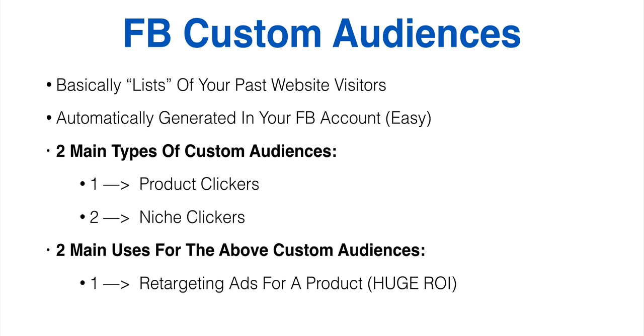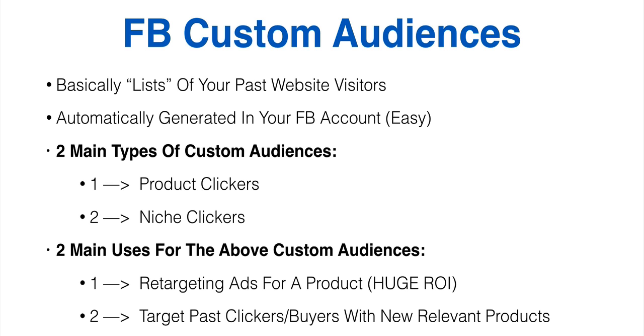Remember the two main types of audiences? You can create a custom audience of everybody that clicked on your nursing watch, and you can retarget all of the non-buyers with that ad again and turn them into buyers. You also have the ability to target past clickers and buyers with new relevant products.